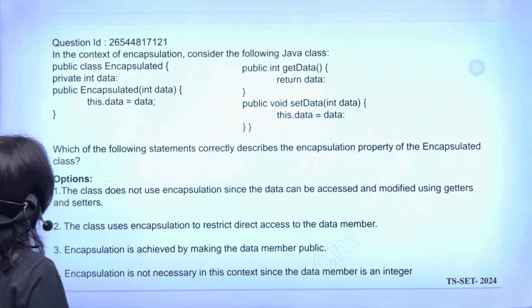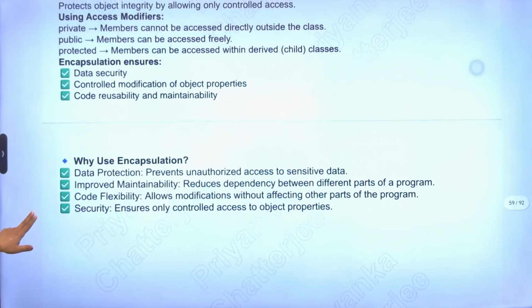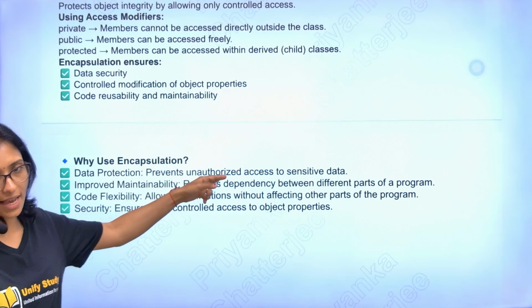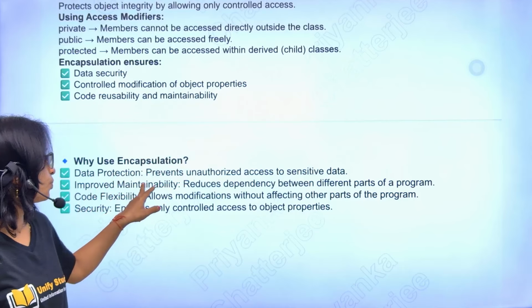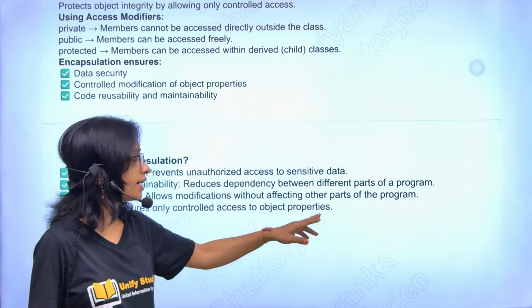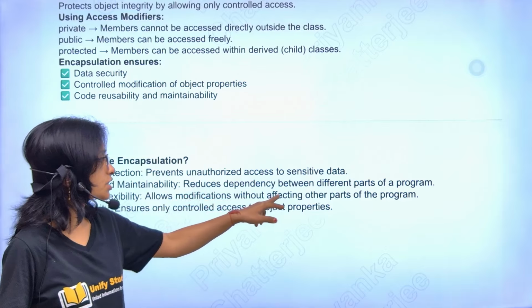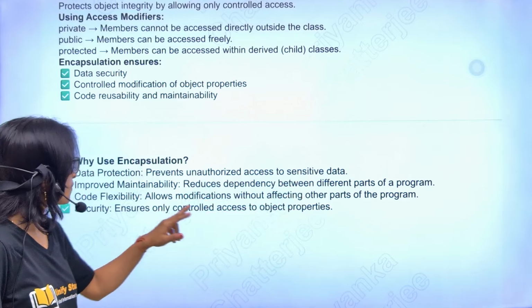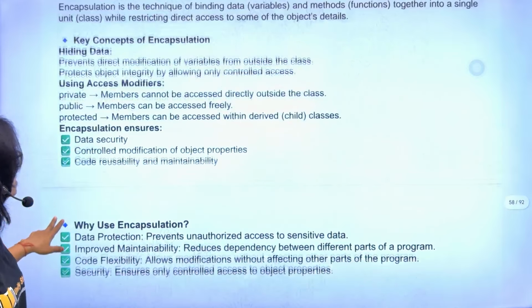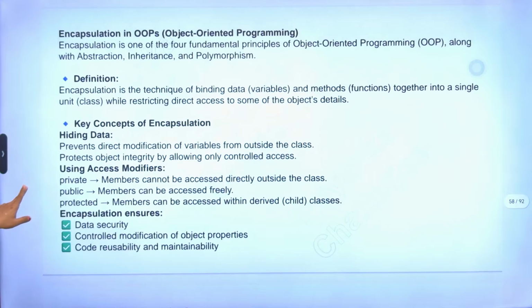Why is encapsulation required? That is the main concept. Encapsulation is for data protection, preventing unauthorized access, improving maintainability, and reducing dependency between the different parts. And here, code flexibility, allowing modification without affecting other parts, and security. This is the requirement of encapsulation. And here, hiding data and using access modifiers.